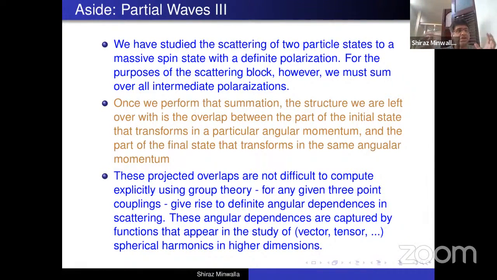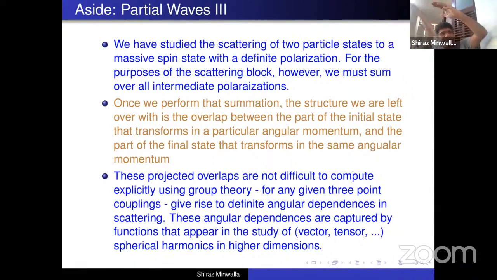So when you think it through, you see what this block amounts to is simply the following. You take the part of the two-particle graviton state that transforms in a particular angular momentum, and take the part of the other two-particle state that transforms in the same angular momentum, and then fuse the two. So just look at the projector onto the part of the two-particle state in a particular angular momentum.